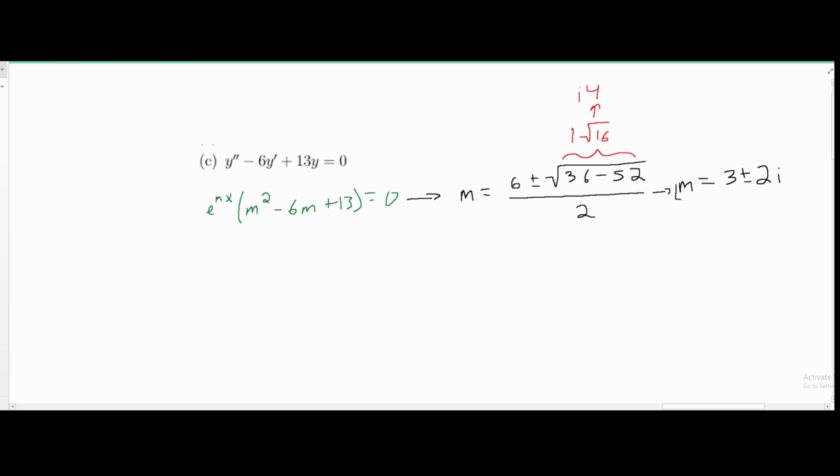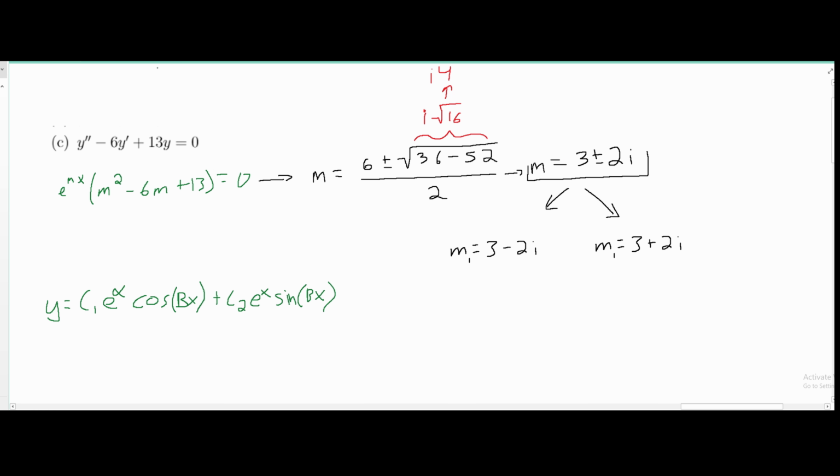So we get that m is equal to 3 plus or minus 2i. So since we have a complex solution because of this i, we need to use Euler's identity. Euler's identity, we need to use that identity, and that is this. For both of our m's, whatever value is not with the complex part is our alpha. Here we have our beta. And the same thing for this one, we have alpha and beta.